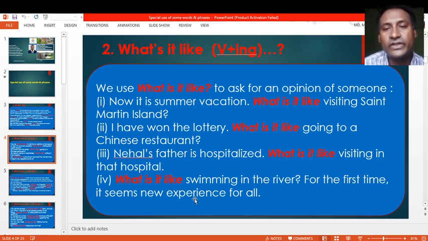I have won the lottery. What is it like going to a Chinese restaurant? Another example, Nihal's father is hospitalized. What is it like visiting that hospital? What is it like swimming in the river? For the first time, it seems a new experience for all.